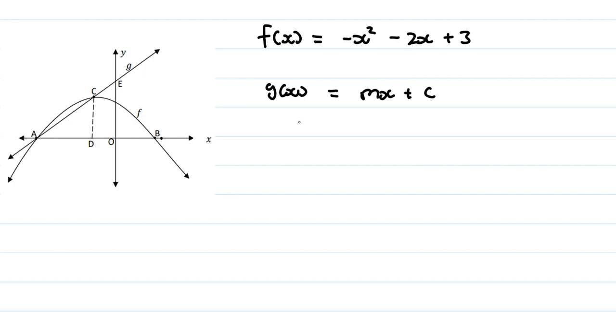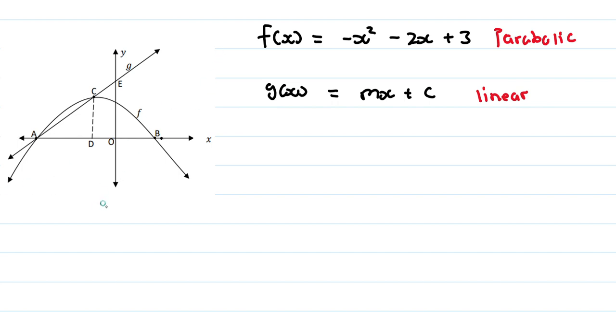And also we have a linear function g. So we have a parabolic function and a linear function. Now when you look at the graph, you can see that these graphs are intersecting each other at A and C, and we also have other points on the graph which are A and B.